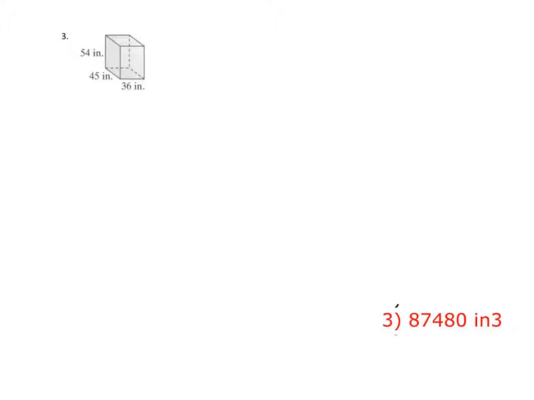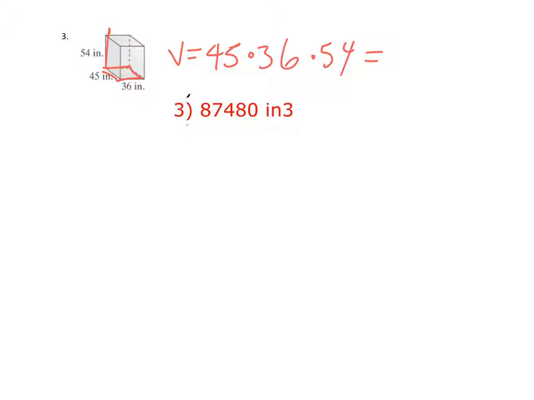One more quick example for you here. So again, we find the area of one of the bases, so this base here, so that's 45 by 36. Multiply that by the height of 54. You can pause if you want to, grab your calculator and give it a go and see what you think. But you most certainly should get this. And don't forget to label it again, inches cubed in this case.